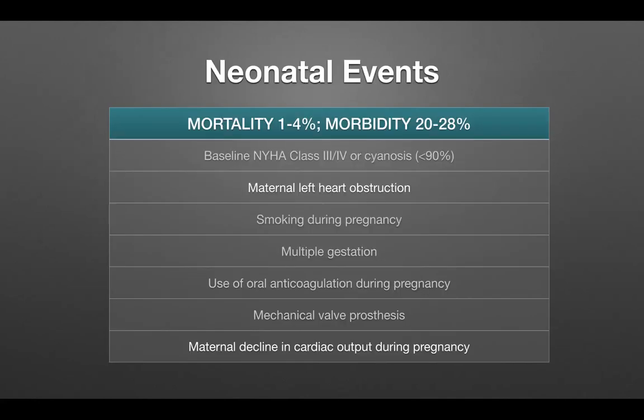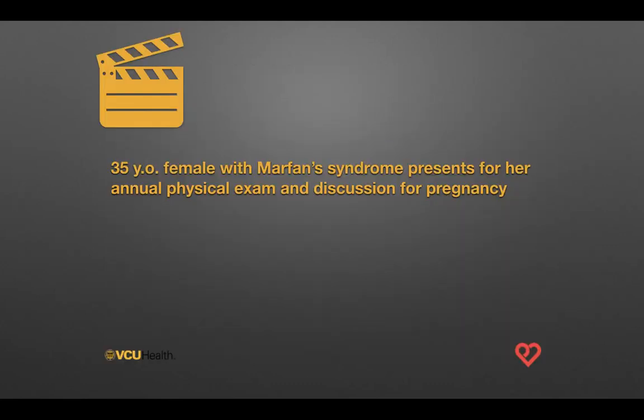So how do we look at neonatal events? Neonatal events are predicted by these following factors of maternal characteristics. And what you'll notice is any mother with LV outflow tract obstruction leads to increased events for the neonate. Included in this is also mechanical valve prosthesis, or any mother whose cardiac output declines during pregnancy, feeding back into positioning, as well as what we will discuss in the future cases of making sure our cardiac output augments appropriately during pregnancy.